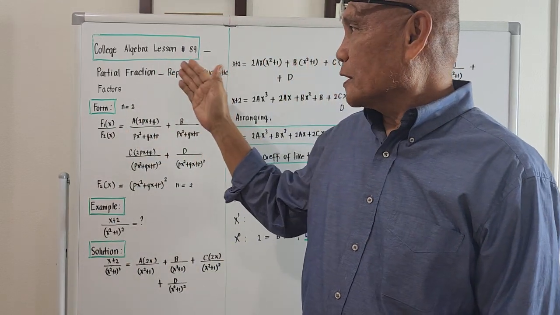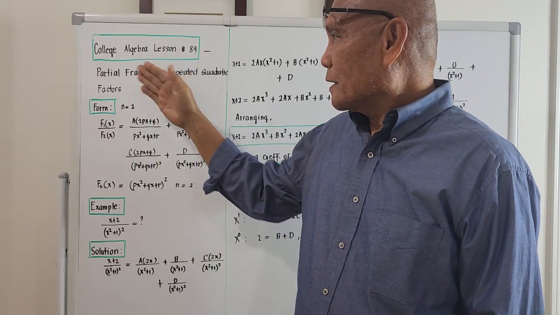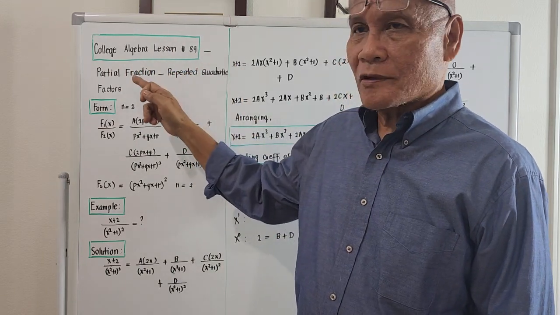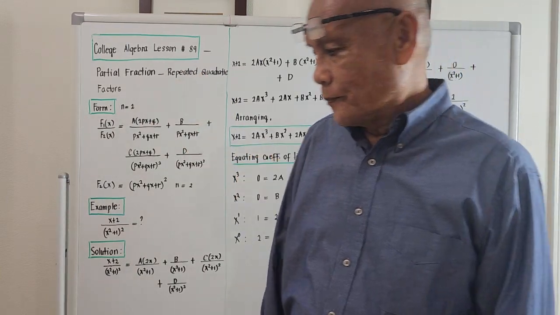We are almost done with college algebra. The title of the topic will be college algebra, lesson number 89, partial fraction, repeated quadratic factors. Okay, let's proceed.